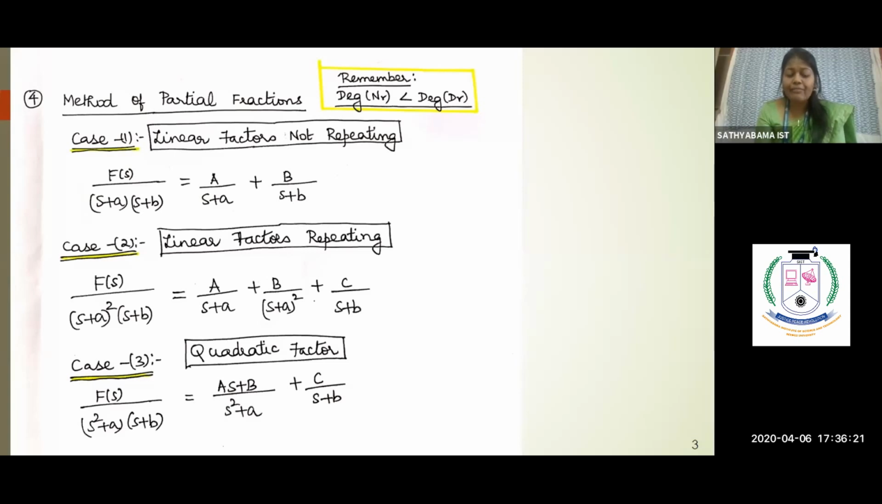Let's say you have f of s divided by a quadratic factor. Now, what do you mean by quadratic factor? Any factor which is of degree 2 is said to be a quadratic factor. Okay, so something like what we have in case 3. What if you have f of s divided by (s square plus a) into (s plus b)? So here s square plus a is obviously a quadratic factor because it's of degree 2. It has s square, isn't it? So how do I write this as (As plus B) divided by the quadratic factor (s square plus a), plus C divided by (s plus b), because s plus b is just a linear factor. So that I will follow case 1 there.